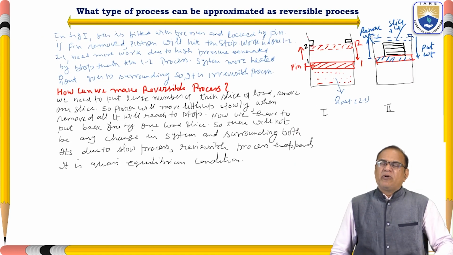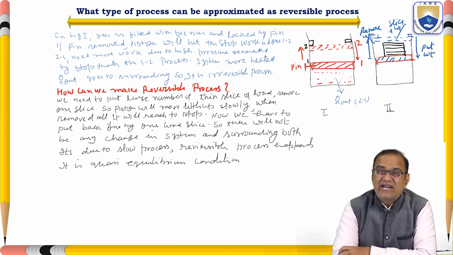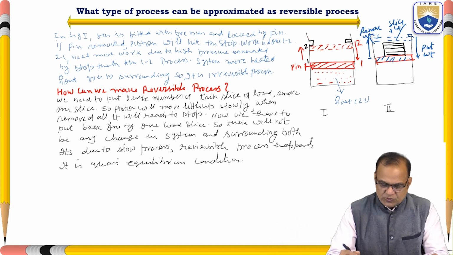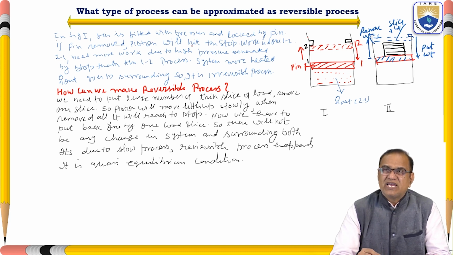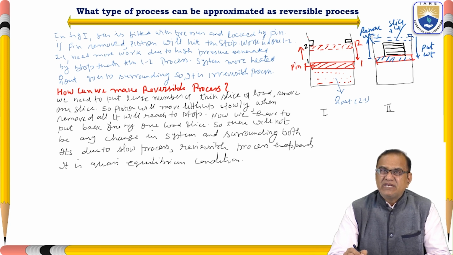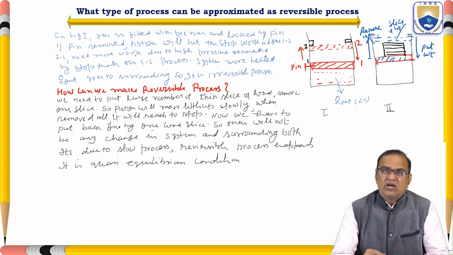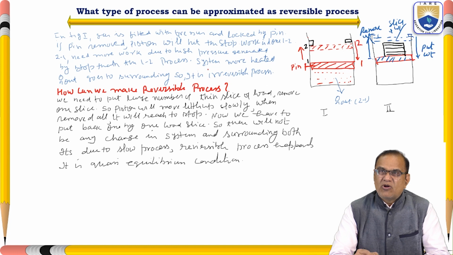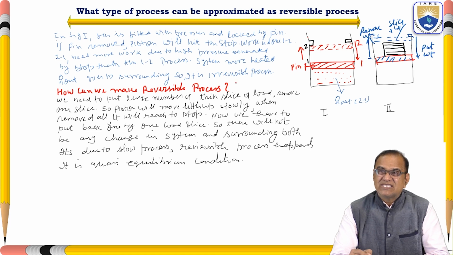So here, what type of process can be approximated as a reversible process? Here I want to discuss figure 1 and figure 2. In figure 1, gas is filled at a pressure and locked by a pin. If the pin is removed, the piston will hit the stop. Work is done from 1 to 2. Now 2 to 1 needs more work due to the high pressure generated by the stop than 1 to 2. The system is more heated, Q out goes to the surrounding, so it is an irreversible process.